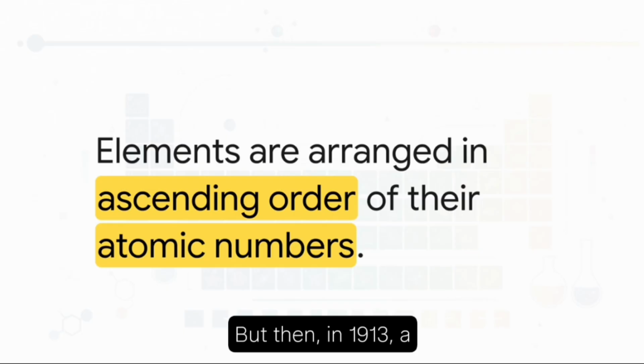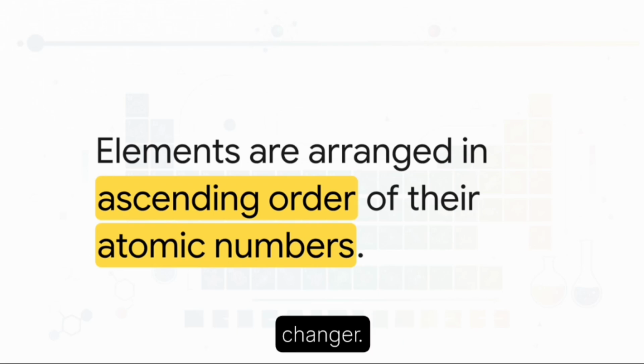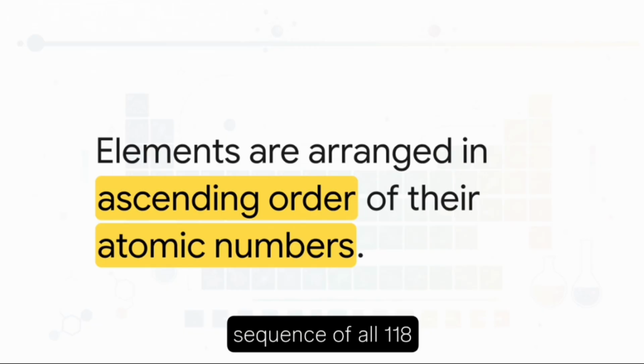But then, in 1913, a scientist named Henry Moseley discovered that using the exact atomic number, which is just the number of protons in an atom's nucleus, completely resolved all the flaws in those older tables. It was a real game changer. So, as we read our modern map moving from left to right, the sequence of all 118 elements is strictly driven by an increasing atomic number. 1, 2, 3, and so on.